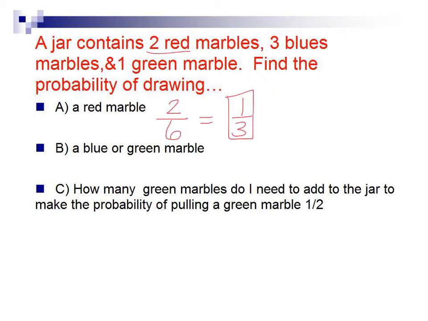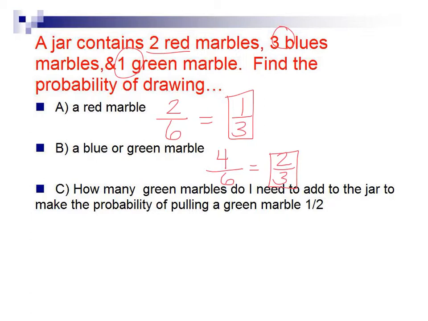Next example, a blue or a green marble. I've got 3 blues, I've got 1 green. That's a total of 4 successes out of 6 marbles in the bag. So that would reduce to 2/3 probability. All right, so that's a pretty elementary concept of probability.